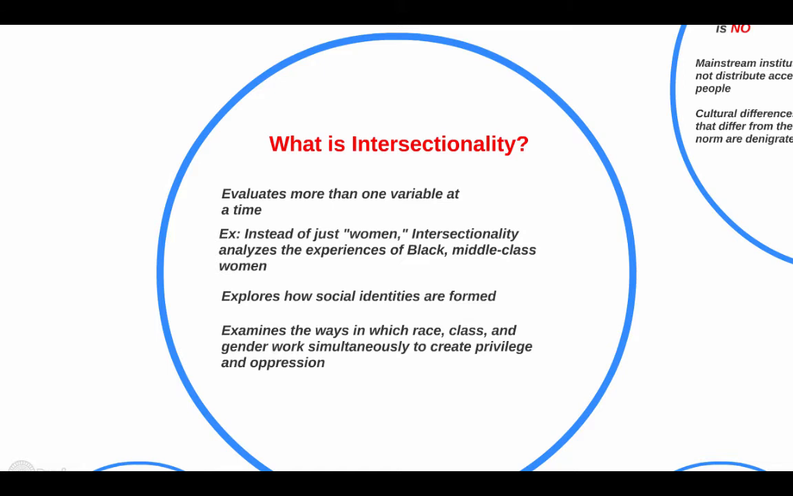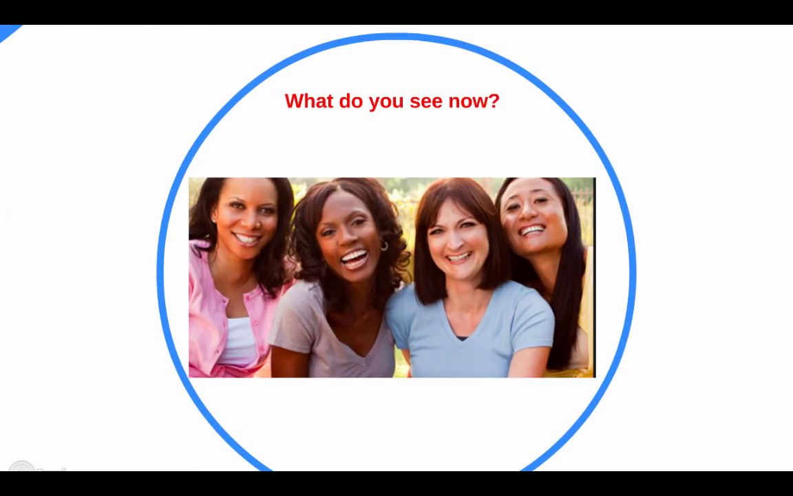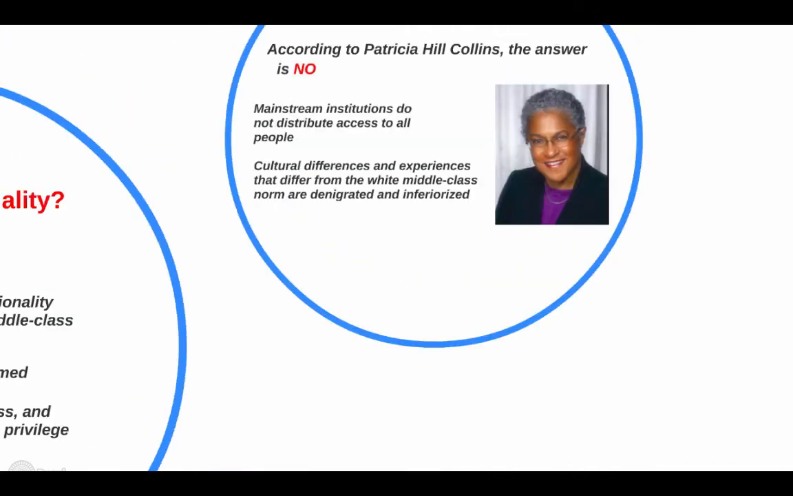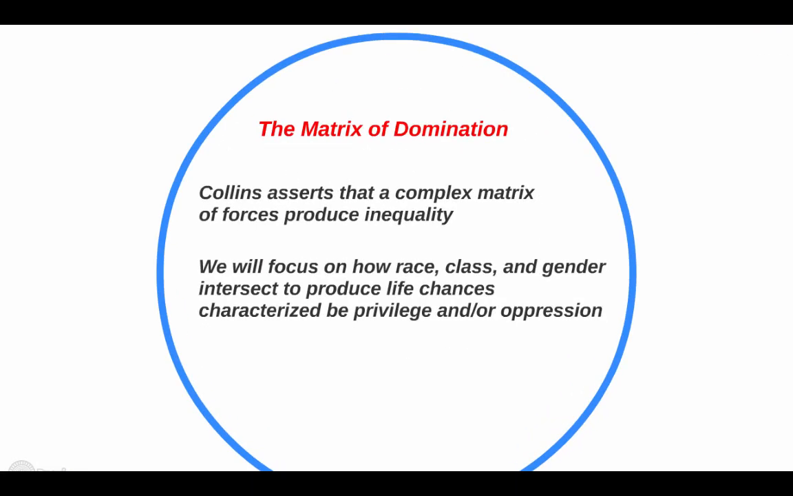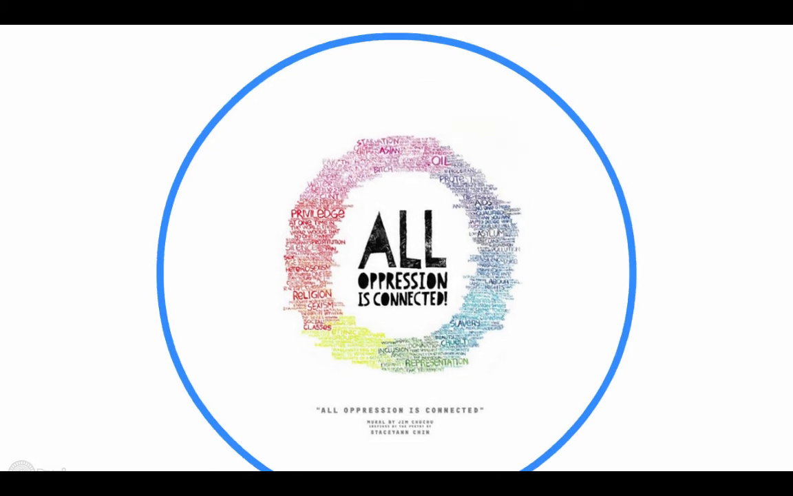Now reflect. Is America really fulfilling its promise of equality for all? Is equality an American value? In this course, we will use Patricia Hill Collins' theory of intersectionality called the matrix of domination. The matrix of domination proposes that race, class, and gender produce privilege and oppression. Again, each individual may hold positions of privilege and oppression simultaneously.